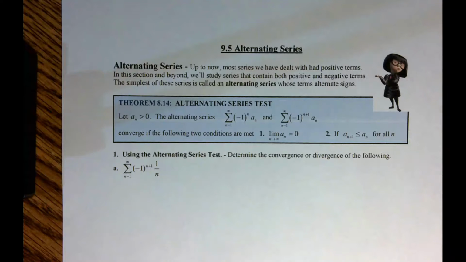All right, this is section 5. This is the alternating series test. This one gets pretty complicated, actually. All right, so, alternating series test.